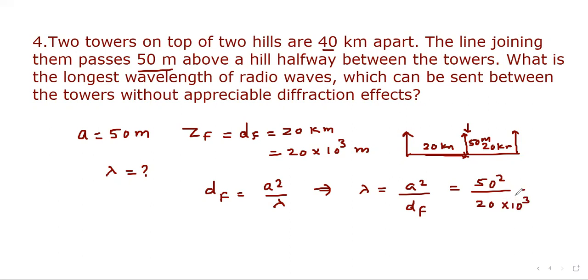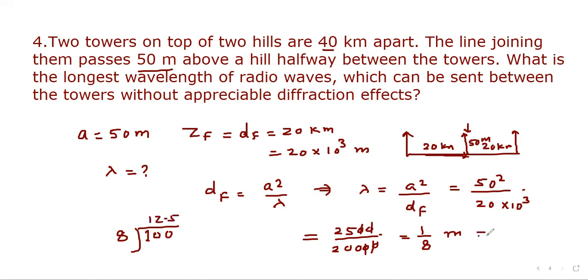So let's evaluate it. So it will be 2500 divided by 20 into 1000. Now this will become 1 by 8 meter. So 1 by 8 meter means 100 divided by 8 will be equal to 12.5. So this is 12.5 centimeter, which is our answer.